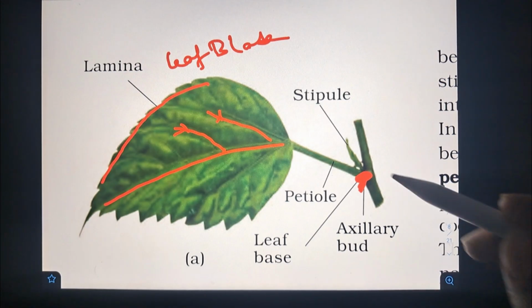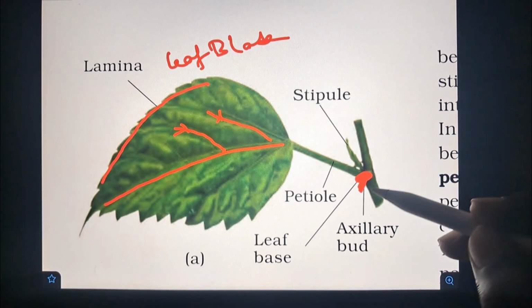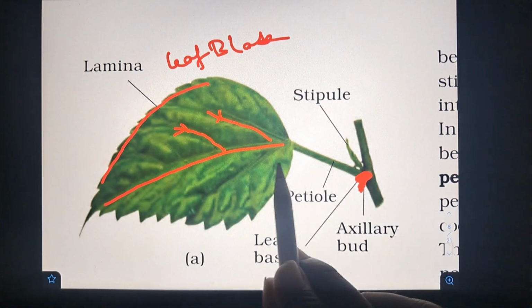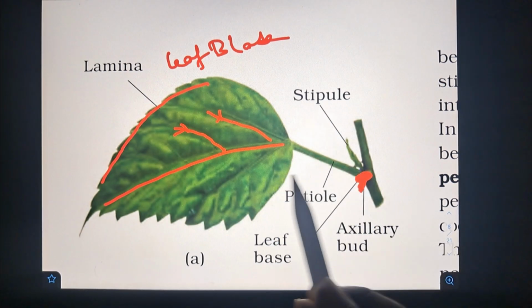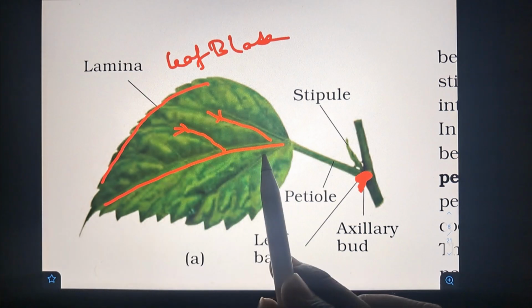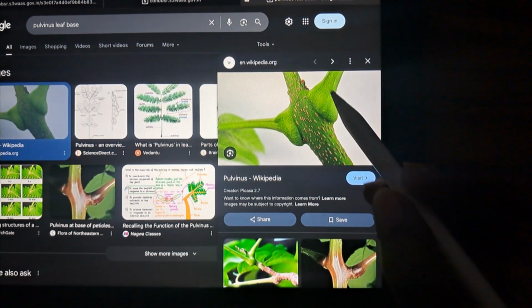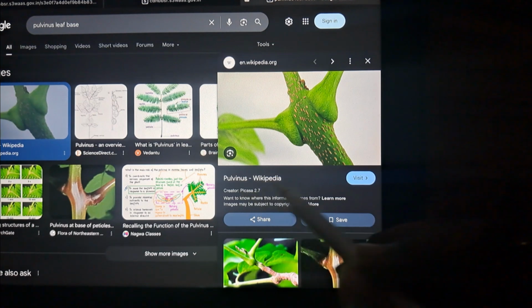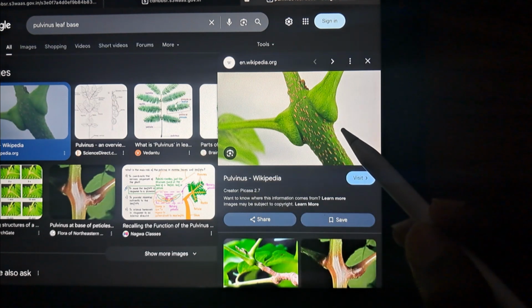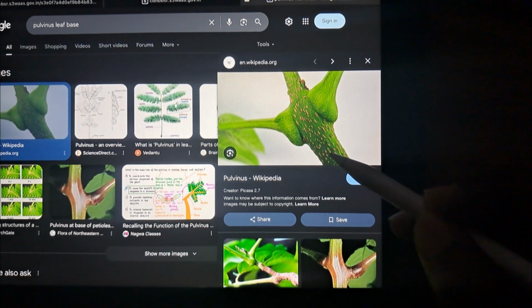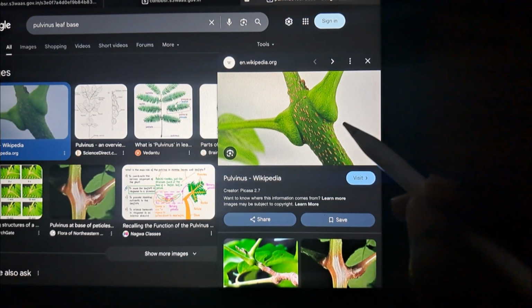The leaf originates at the axillary bud with the help of the leaf base attached to it, along with a petiole and stipules, and this is the main vein, or midrib. You can see here an example of a pulvinous leaf base, for example in legume plants. In legumes, the leaf base may become swollen.